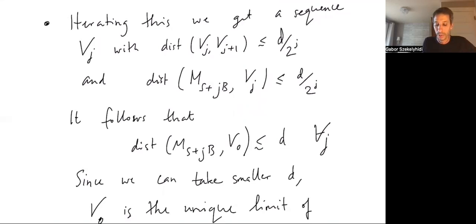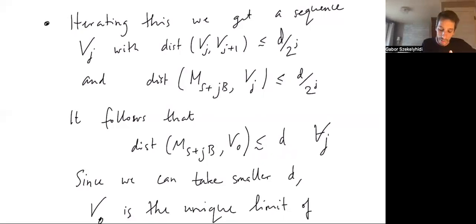So you look at the distance from Vj to V0, so you just sum these quantities, and in the end you obtain that the distance from this S plus Jb. So notice that J is arbitrary here. So the distance from this time slice to our original cone V0 will be bounded by some constant times uniform constant times d. And this is true for all J.